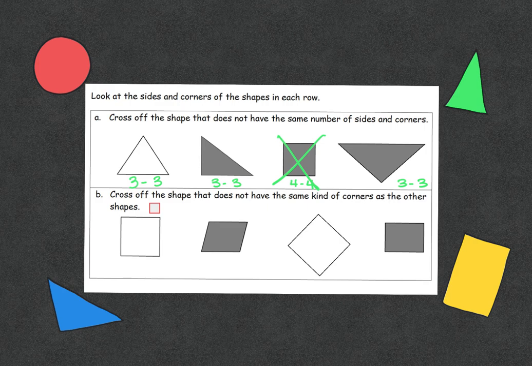We know that a square has square corners. And since our square rhombus is also a square, we know that it also has square corners. And our rectangle has square corners. Our second rhombus, however, doesn't quite have square corners. Therefore, we will cross off our second rhombus because it does not have the same kind of corners as the other shapes, which are the square corners.